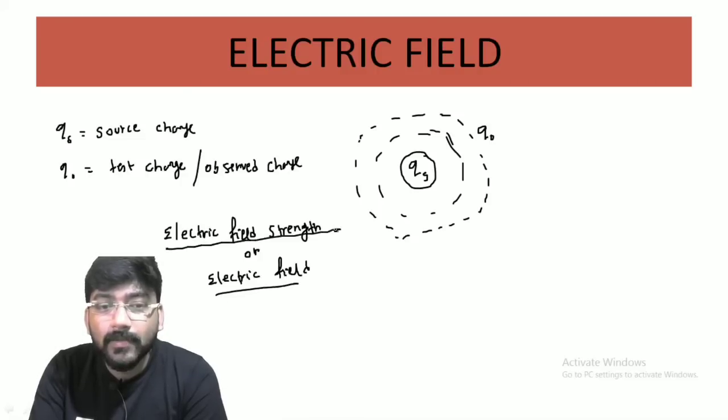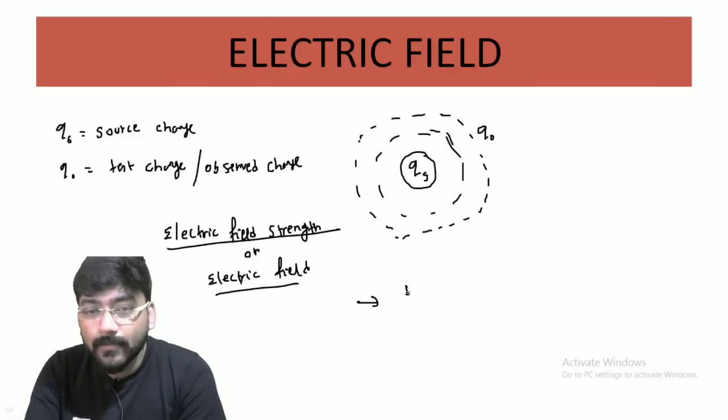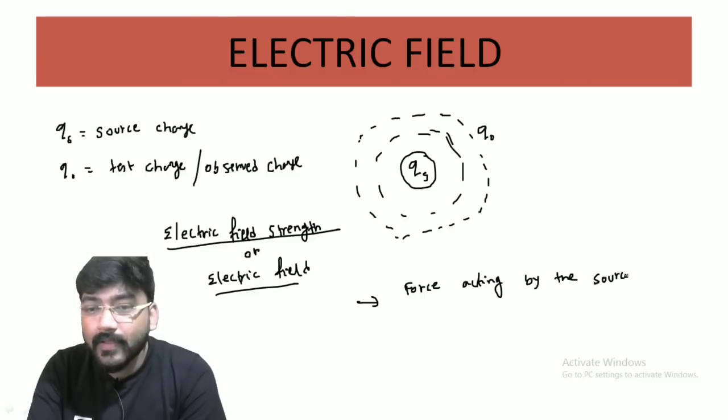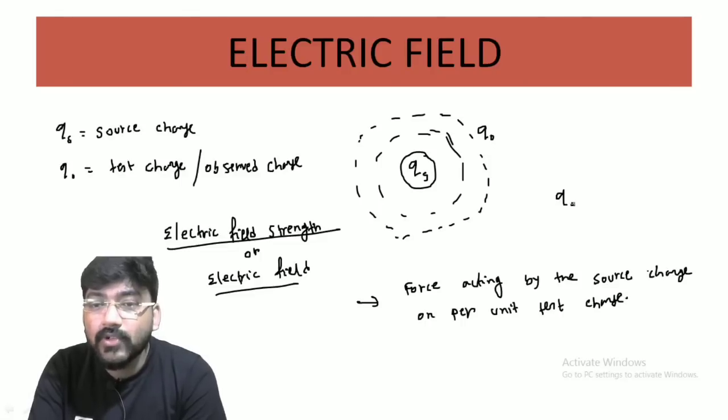So what is this electric field strength or electric field? This is actually the definition. You can say that it is the force acting by the source charge on per unit test charge. And this test charge is actually vanishingly small. That is, Q0 tends to 0 always. Why is it vanishingly small?